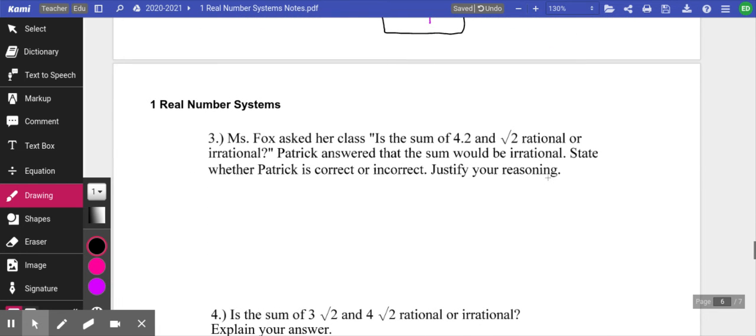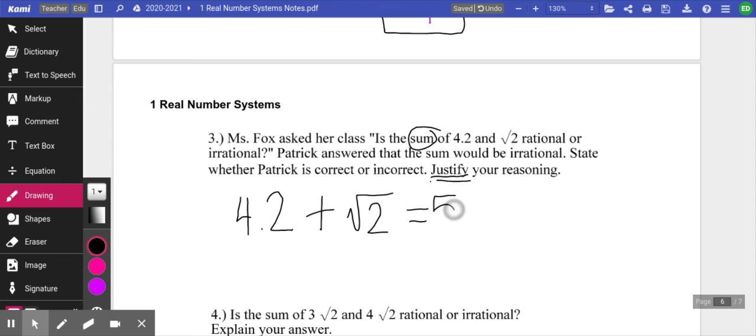Okay, number 3, Ms. Fox asked her class, what is the sum? So again, we just talked about this. Sum means add, of 4.2 and the square root of 2, rational or irrational. Patrick answered and said that the sum would be irrational. We want to state if he's right, and we want to justify or explain why. So how would I figure this out? I would have to put this in my calculator. So 4.2 plus the square root of 2.